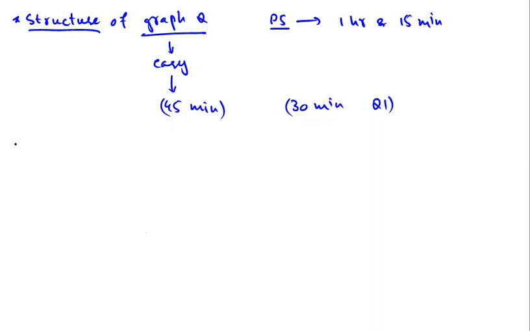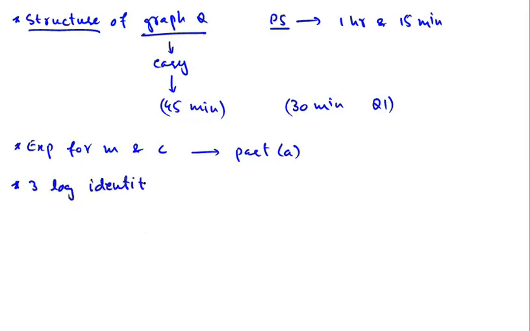After that, I'll teach you one method of determining expression for gradient and y-intercept from the given equation. After learning that method, we will do part A of 1 or 2 graph questions in the workbook. And then I'll teach you 3 logarithmic identities. And after learning these 3 logarithmic identities, we will do part A again of 1 or 2 graph questions in the workbook, because in some graph questions, doing part A requires the use of these 3 logarithmic identities.